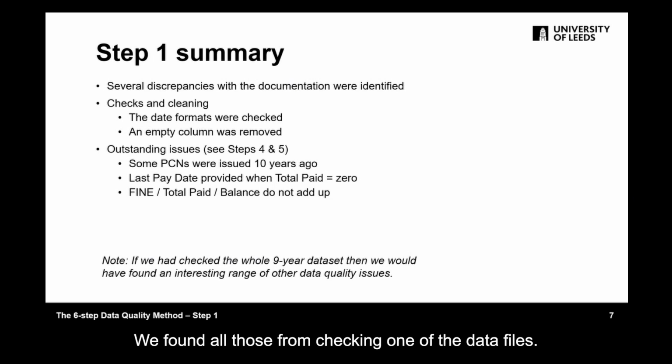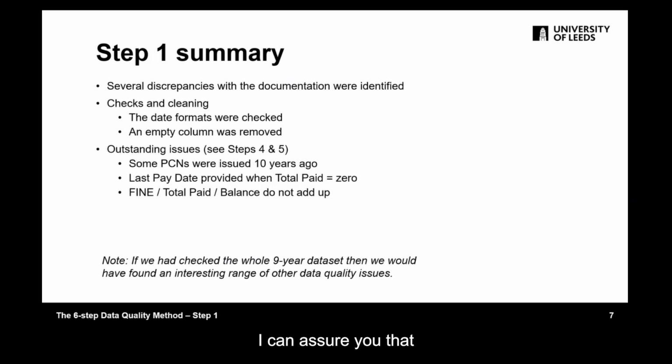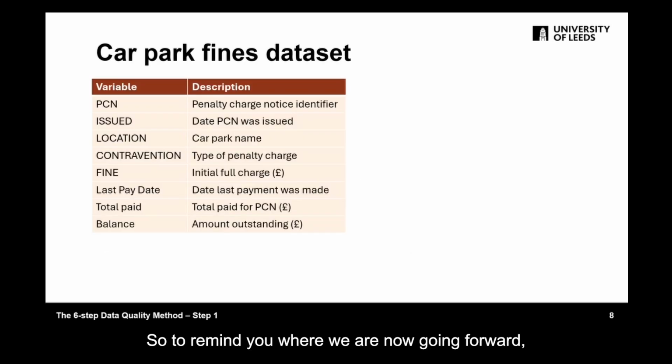We found all those from checking one of the data files. I can assure you that if we checked all 9 years of the dataset, we would have found some other interesting data quality issues. So to remind you where we are now, going forward, we have these 8 variables.